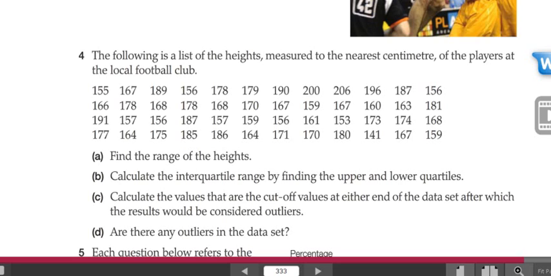Alright, question D, are there any outliers in the data set? Well, no, because no one's shorter than 129 and no one's taller than 209. So we can answer no, there are not any outliers. Alright, so the steps, what you've done very quickly today, I know it's quick, so I will give you time to practice, is to use a set of numbers to find a 5-number summary and then to try and calculate whether there are outliers involved.